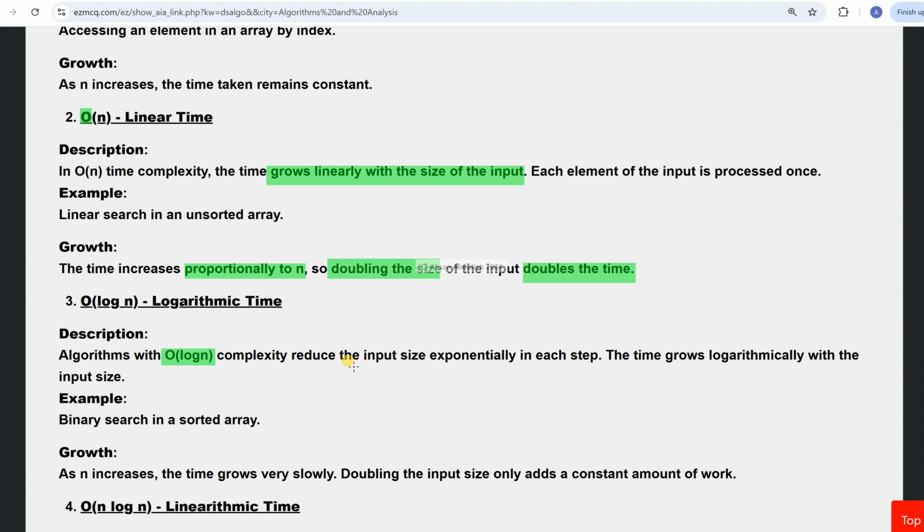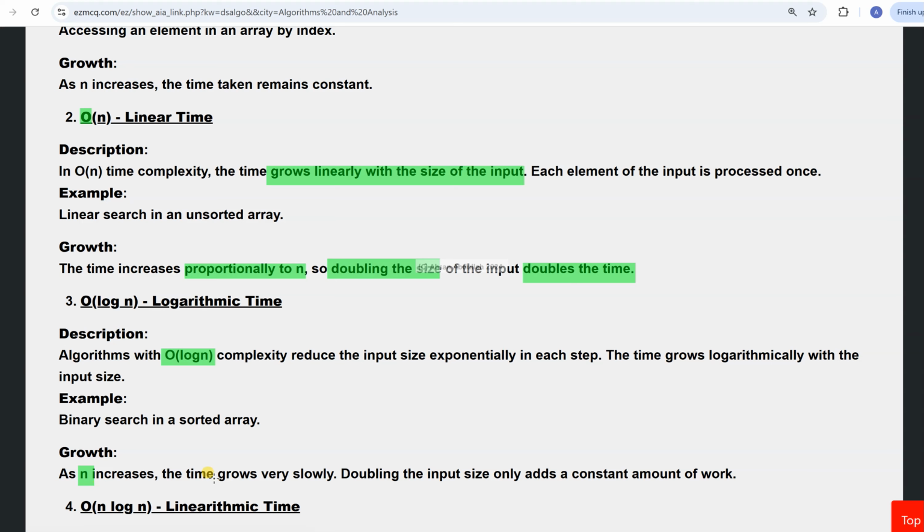That reduces the input size exponentially in each step as compared to linear time. For example, binary search in a sorted array. If it's a sorted array, we look at the middle, and depending upon the middle value, we look at the higher values or the lower values. So that takes order log n time. If n was say 1,000, then for linear time the number of steps is 1,000. But for logarithmic time, if n is 1,000, log of n to the base 2 is about 10. So binary search in a sorted array.